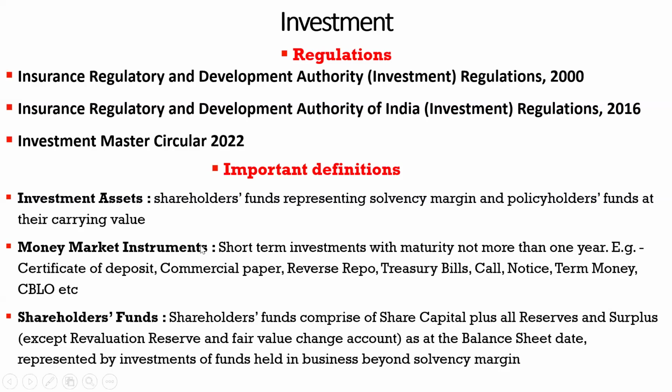So investment assets are assets available for investment, meaning shareholders funds representing solvency margin and policyholder funds at their carrying value. Money market instrument means short-term investment with maturity not more than 1 year. So, in brief and in wider language, there are two types of investment: long-term investment and short-term investment. Short-term investment means those which are going to mature within a period of 365 days. That is short-term, and the balance are long-term investment.